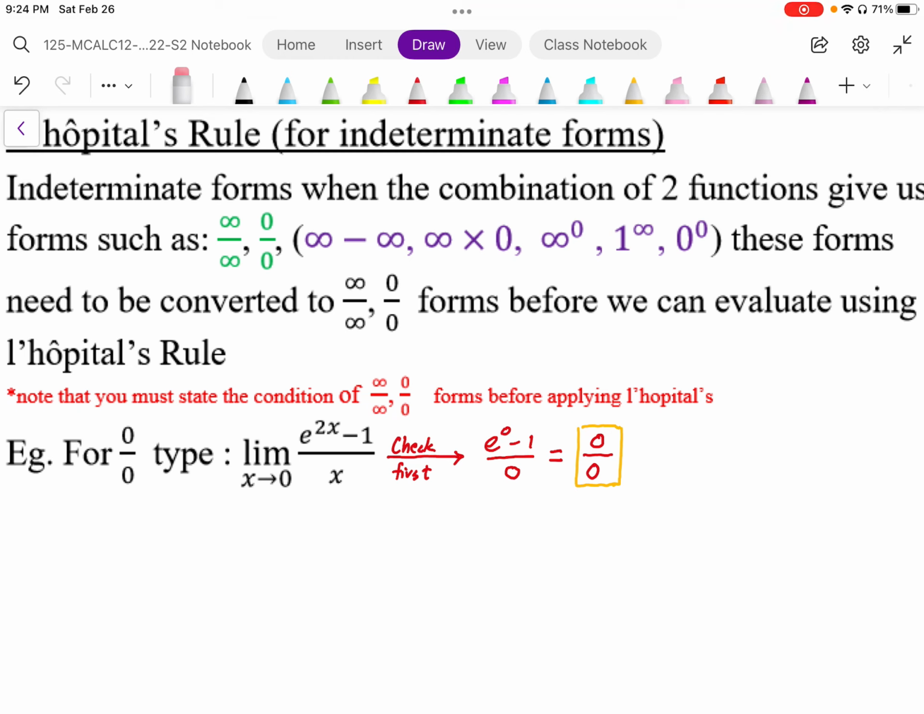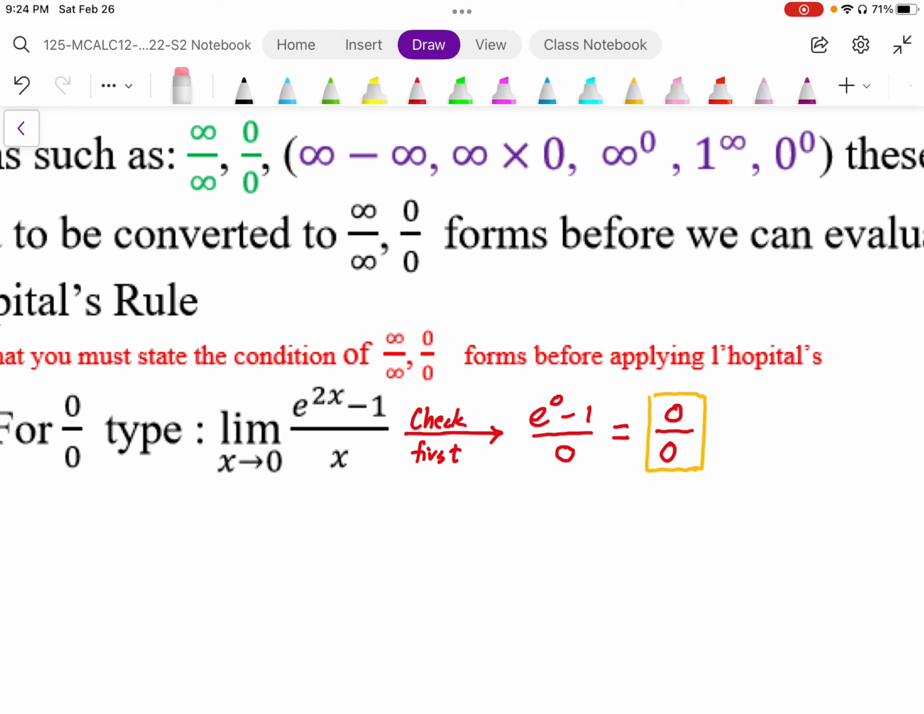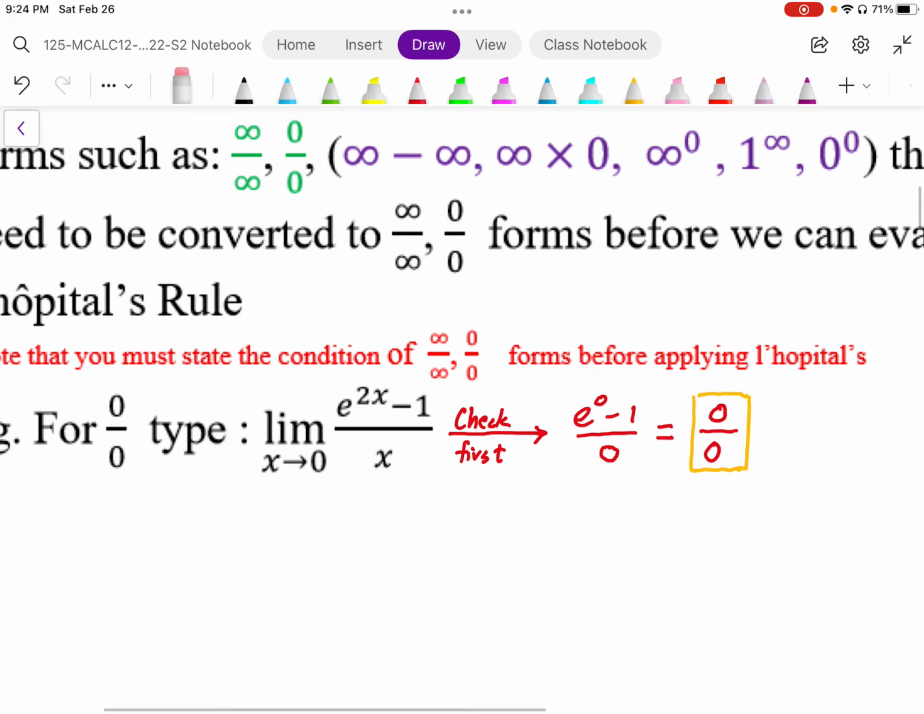So in this case here, we always check first. When I check my limit and plug in my 0, I get e to the power of 0, which is 1, minus 1, over x, which is 0, and I get 0 over 0. That's key, because anytime I encounter that in a limit, I can apply L'Hopital's rule. And L'Hopital's rule is this.